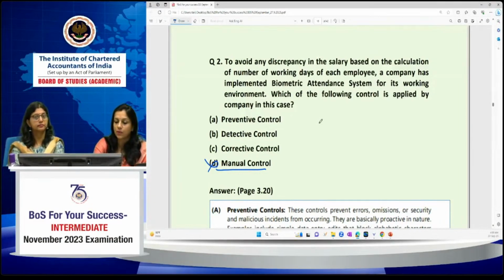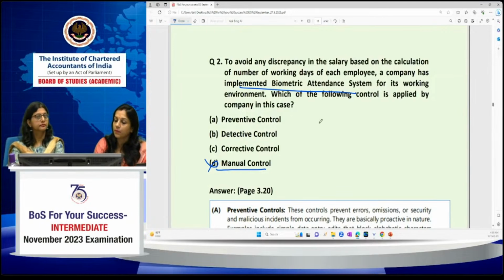So if you see preventive, detective, and corrective control, preventive control itself says that there is a prevention of error, omission, or any incident from occurring. Detective and corrective mean that some risk or something has happened, and then you have taken some corrective measures on the basis of that. Now here you can see the company has implemented a biometric attendance system. So they have taken a step before any error occurs. Because if you are entering in the manual system, there may be errors, not signing, coming late, putting the wrong time.